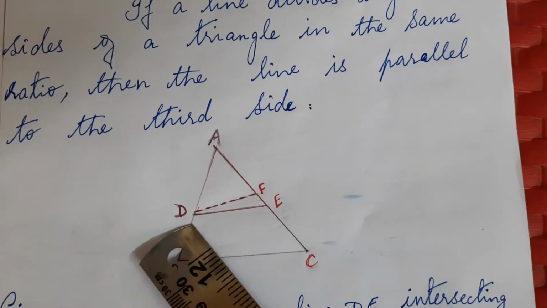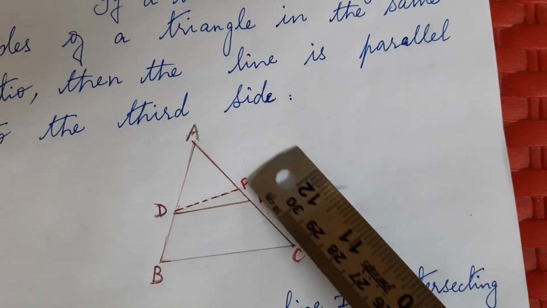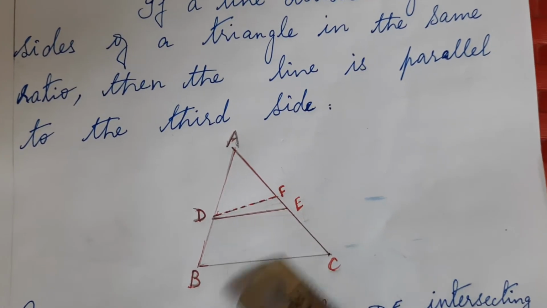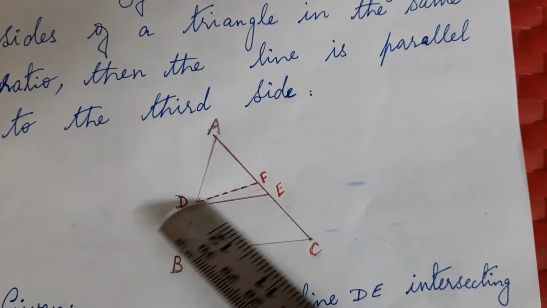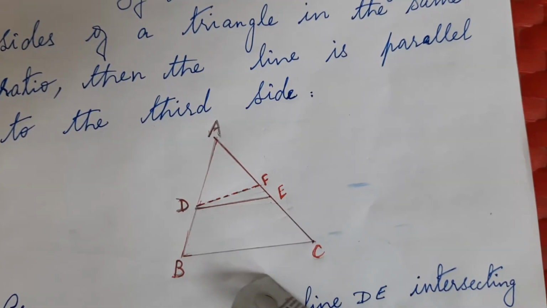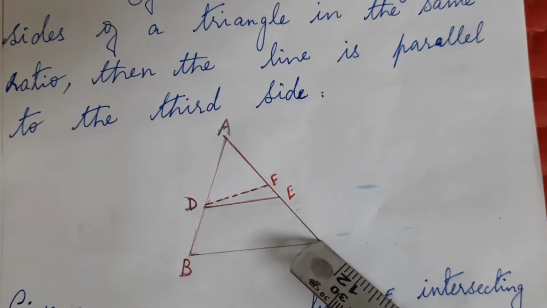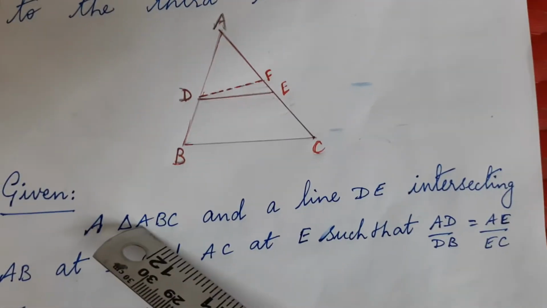We are going to draw a line DE in such a way that AD by DB is equal to AE by EC. This is what is given in the statement. We have to prove DE is parallel to BC. For that, we are going to assume another line DF parallel to BC. We are just assuming that DF is parallel to BC, and we have to prove that our assumption is wrong. Okay, now let us go to the proof.